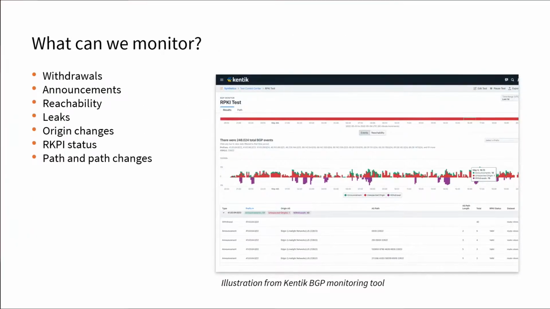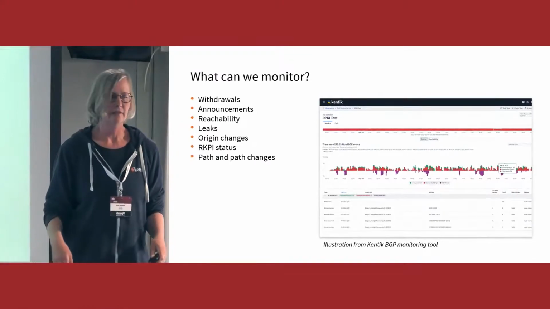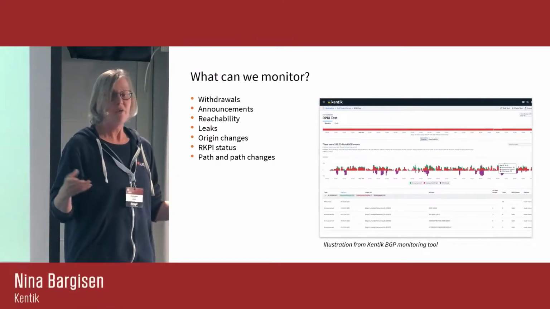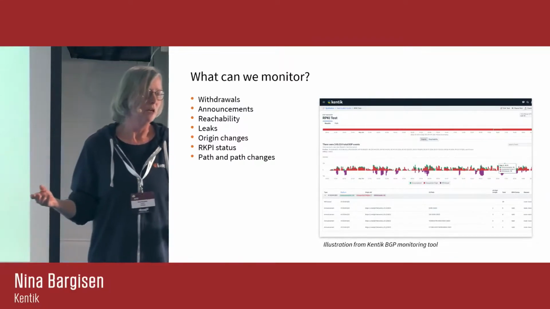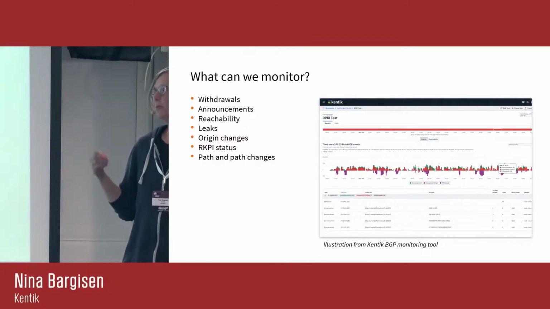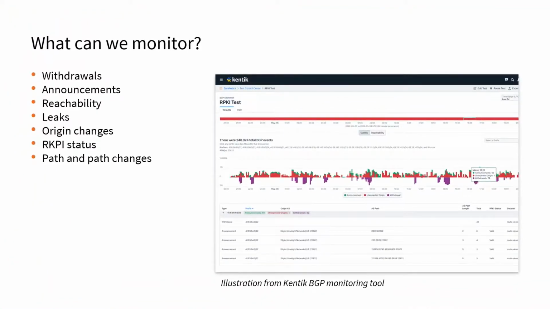But I'd like to talk about all the other things that we can monitor. Now our KPI is actually just yet another thing that we should keep an eye on when we're looking at the prefixes that we receive from our peers and our transits, and also looking at how our prefixes are routed on the internet. So it takes two sides.